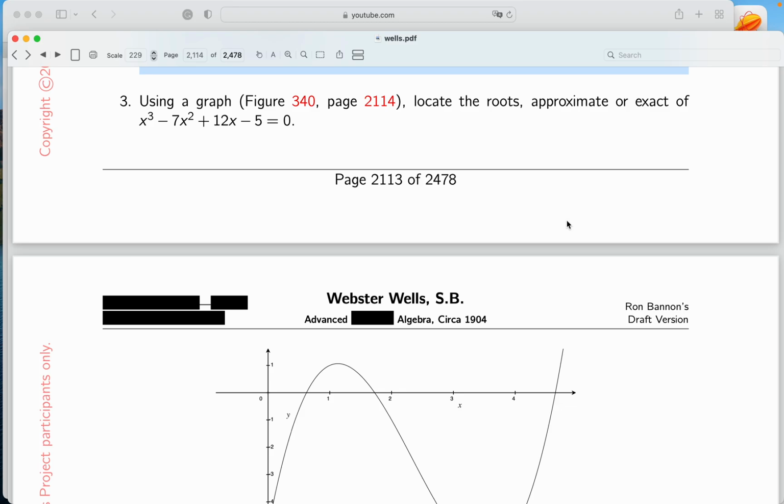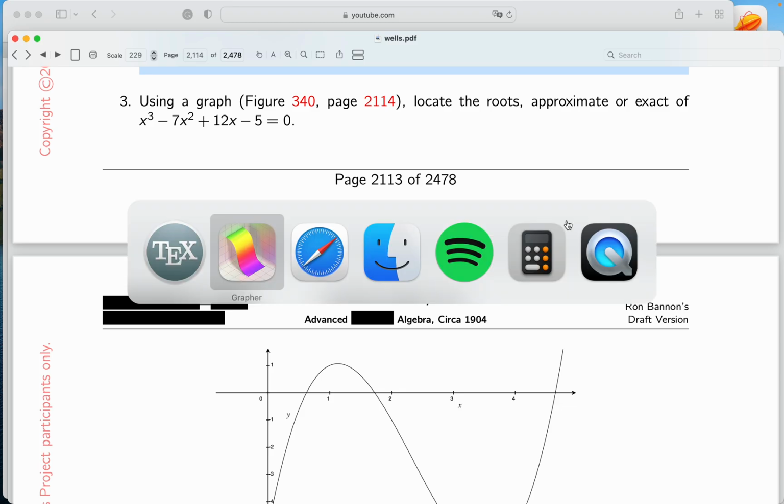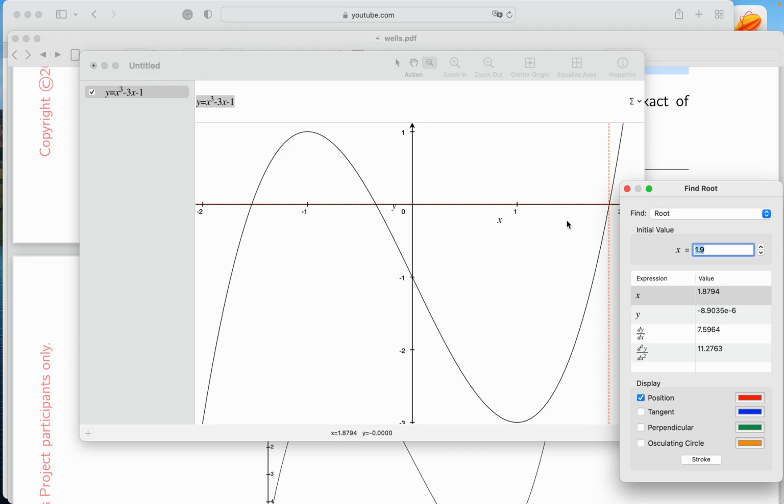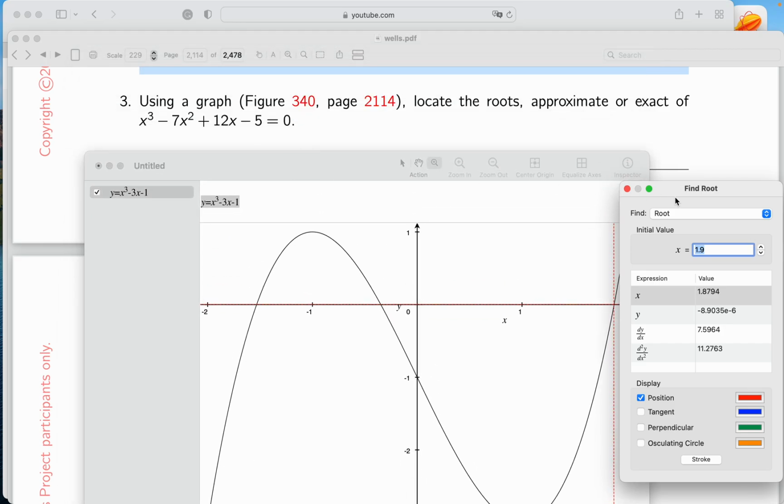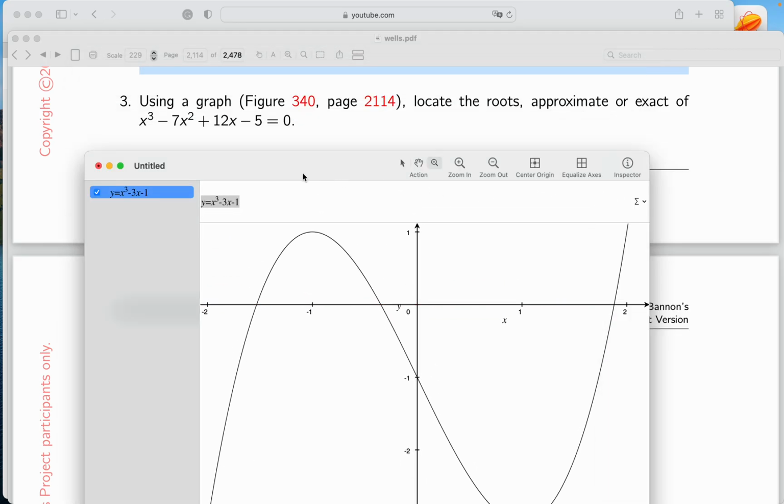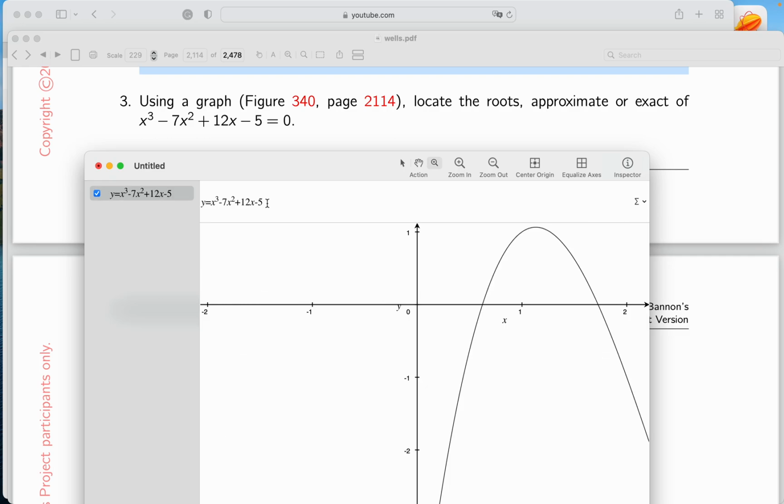Problem number 3, I'm going to go to the graphing application, and graph out what they want me to graph. Let me close this first. All right. So we're going to graph y equals, we're looking for roots, x cubed minus 7x squared plus 12x. And we have an answer key to verify that what we're saying is correct, by the way. And let's see what we get over there.